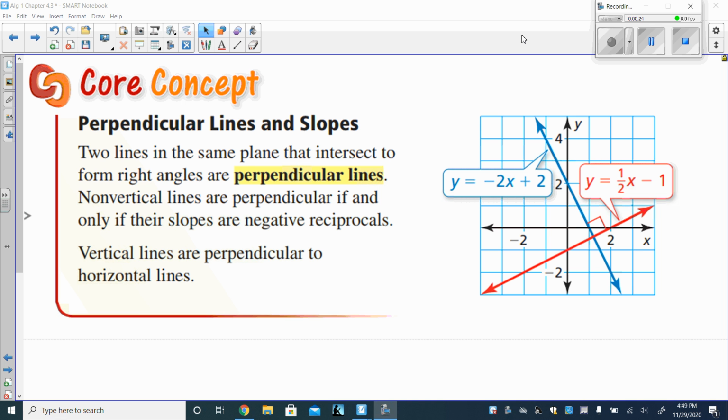Now, two lines in the same plane that intersect to form right angles are perpendicular lines. Non-vertical lines are perpendicular if and only if their slopes are negative reciprocals, or opposite reciprocals. So the slopes, one is going to be positive, one's going to be negative, and they're reciprocal, they're the flip.